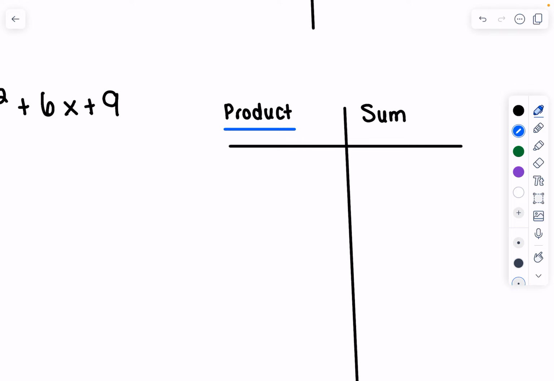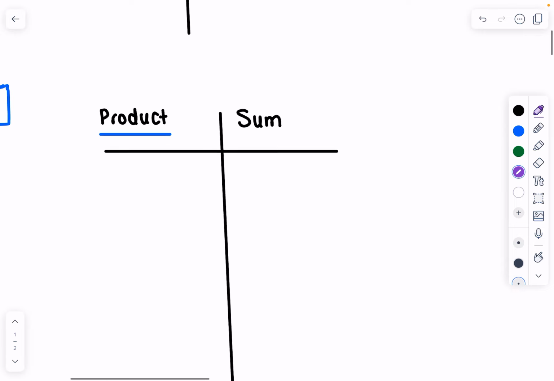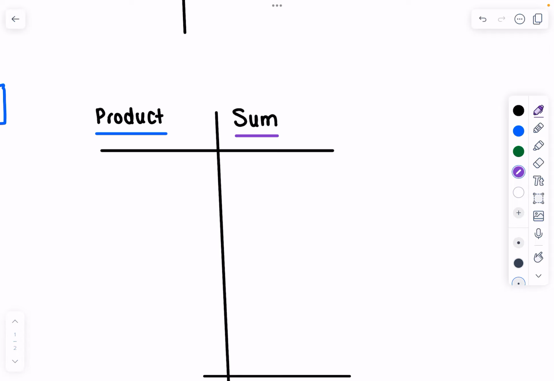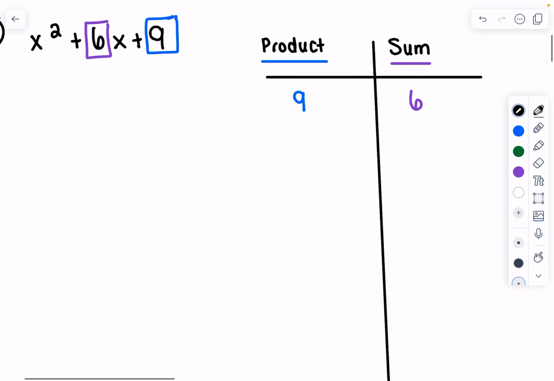Your product is going to be your last number. So you're going to want to multiply to 9. And you're going to want to add to positive 6. My setup is all the exact same, so maybe take a second, get yourself set up. If you're like me, like colors and visual cues just to get yourself sorted, feel free to do that.